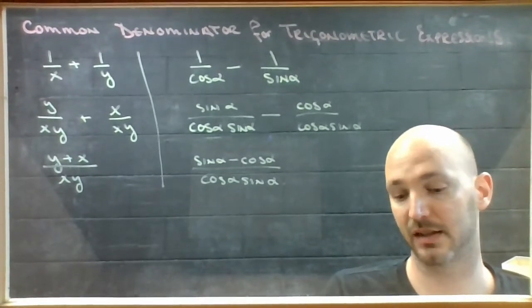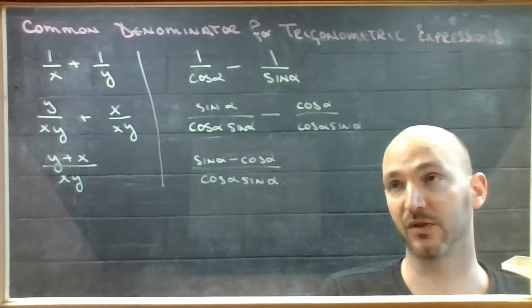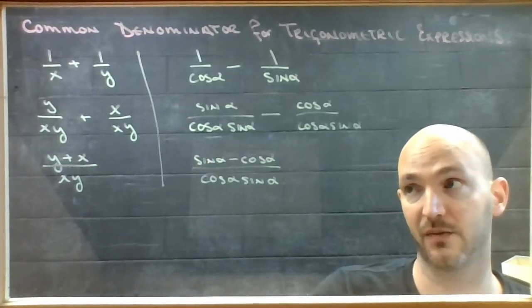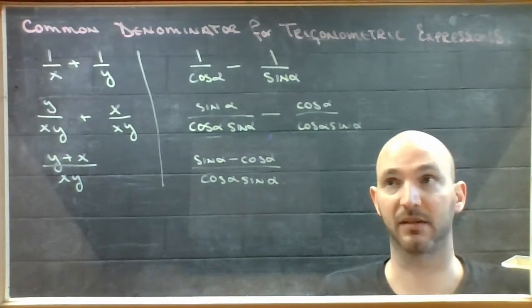So it's not terribly difficult what we're up to here. We're just looking at two fractions and making sure their denominators match. So I'm going to clear this off. We're going to do two more examples, and then you're off to the problem sets.